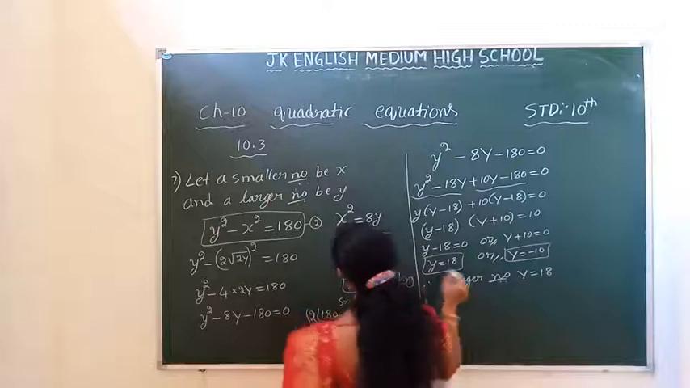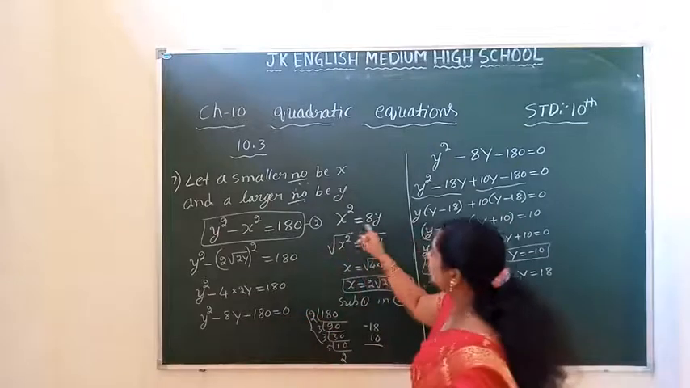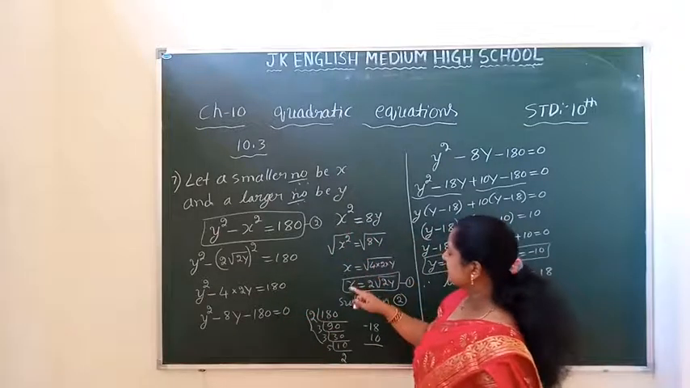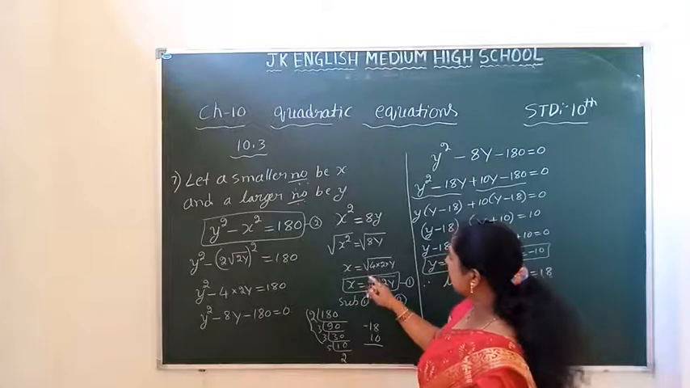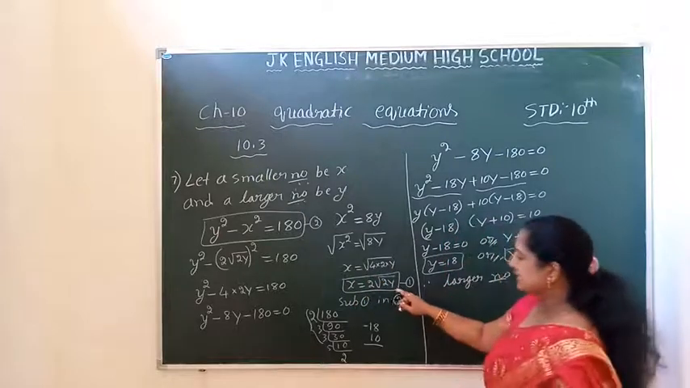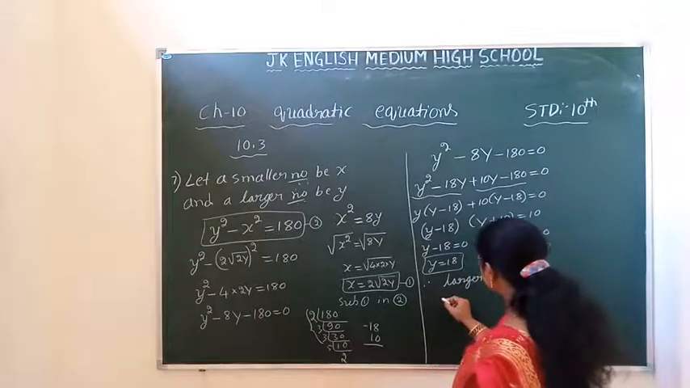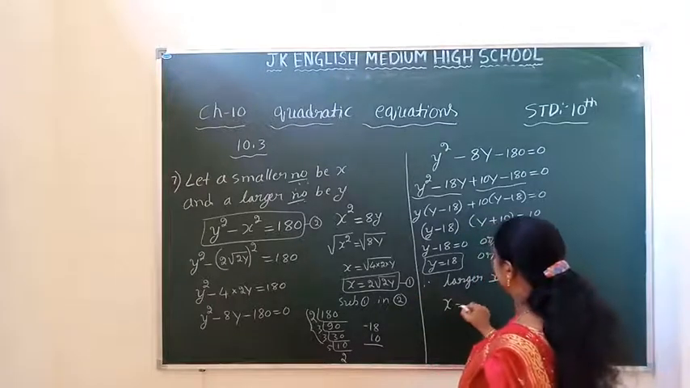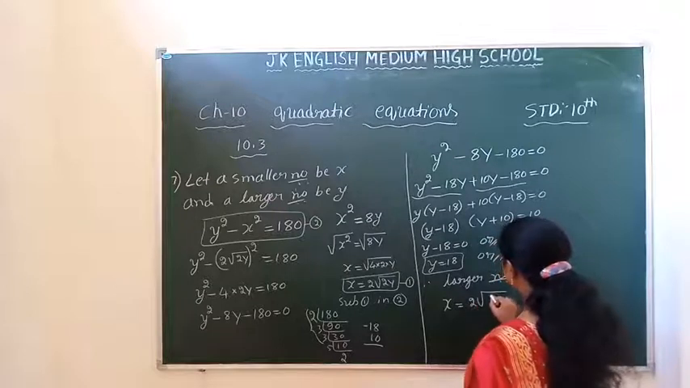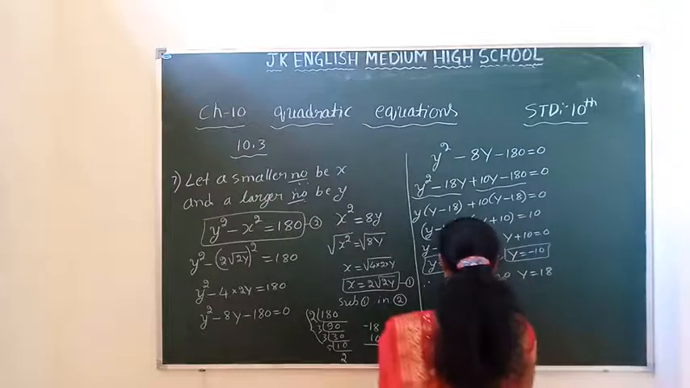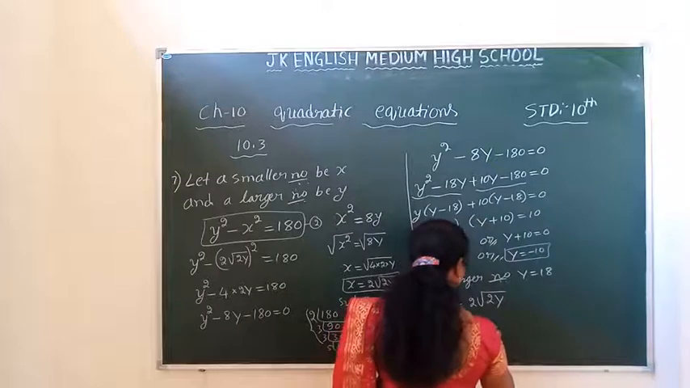And the smaller number, that is x, I got in this manner: x is equal to 2 into root 2y. So now x is equal to 2 into root 2y. Then substitute the value of y here.